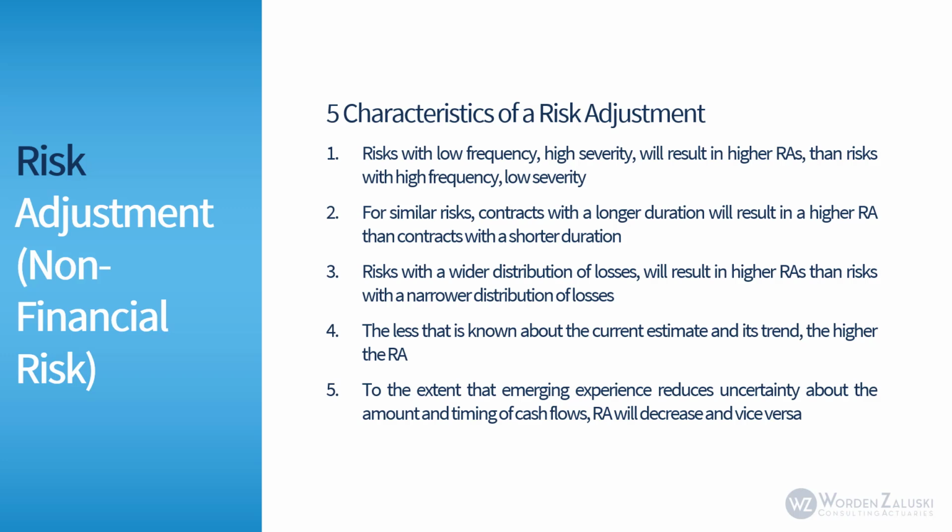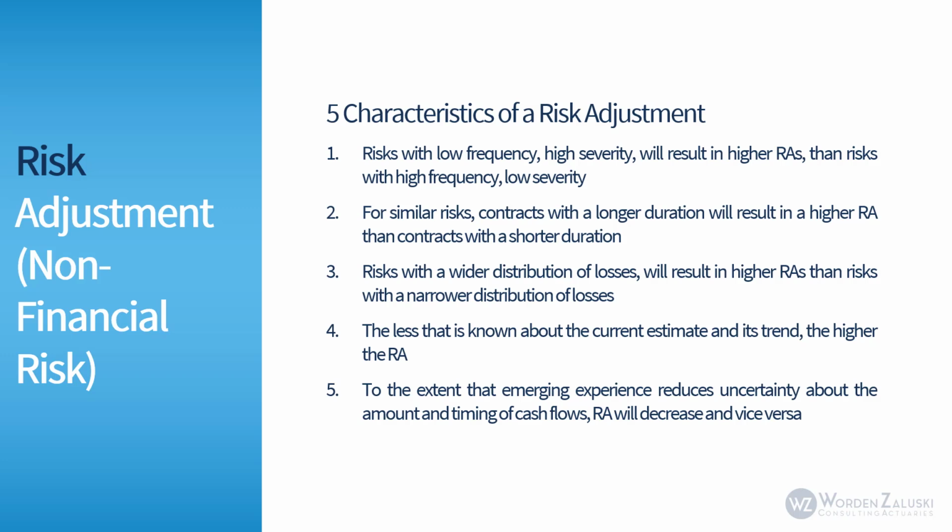So what does this mean? Well, risks with a wider distribution, that means that there are potentially very small losses, medium-sized losses, very large losses, and extremely large losses. If it's a very wide distribution of losses, that would have a higher risk adjustment than something that is very narrow, where you only have a very limited range of potential losses.